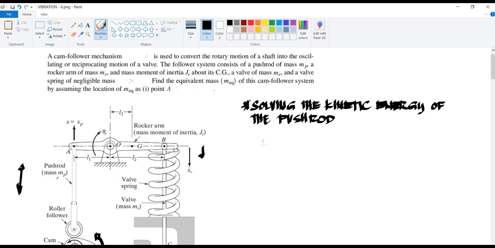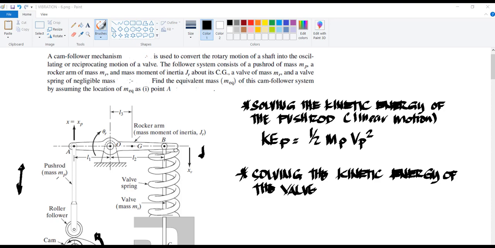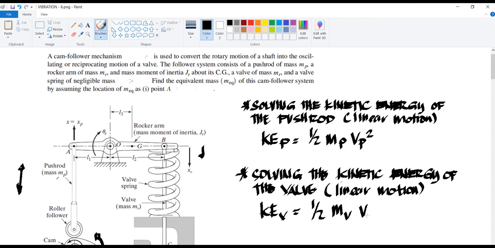we have the kinetic energy of the push rod, so that will be KE of the push rod. Since the movement of the push rod is linear, there is no other but linear motion up and down. So we have now 1/2 mass of the push rod times the velocity of the push rod squared. Now for the kinetic energy of the bulb, you will notice it is also linear motion only. So we can write the kinetic energy of the bulb as 1/2 mass of the bulb times the velocity of the bulb squared.